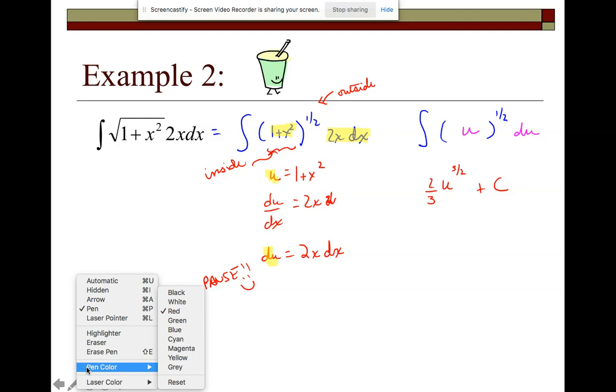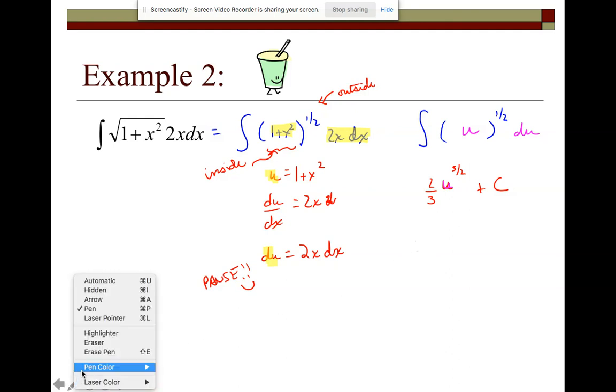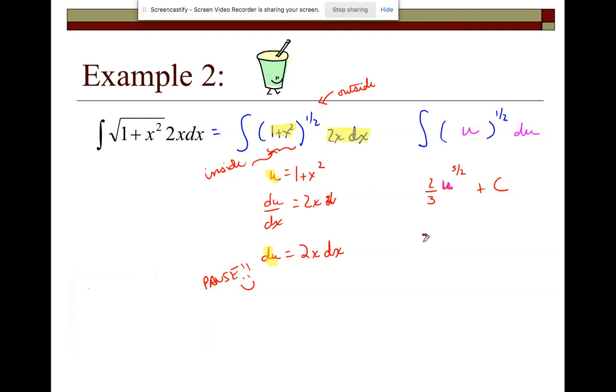Because it is indefinite, I started with x's. I need to put my x's back. What was my u equal to? Done and done. What can you do if you don't believe me? Take the derivative of this, and you are going to get 1 plus x squared to the 1/2 times 2x.